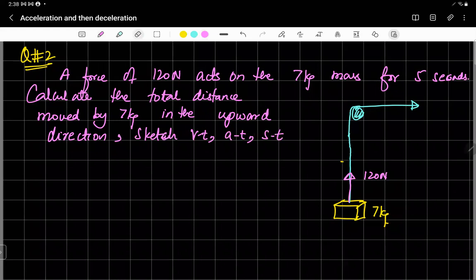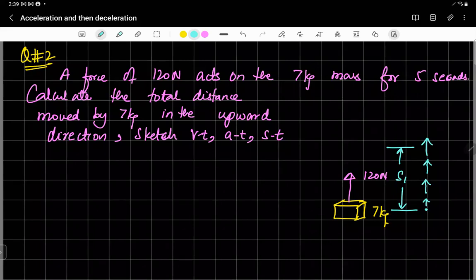And we will just erase this pulley and the string. So now we have this mass and a force of 120 Newton acting on it. This motion also has two stages. Stage number one is in which it is accelerating in the upward direction. As it accelerates upward, its velocity will increase, becoming maximum at t equal to 5 seconds.